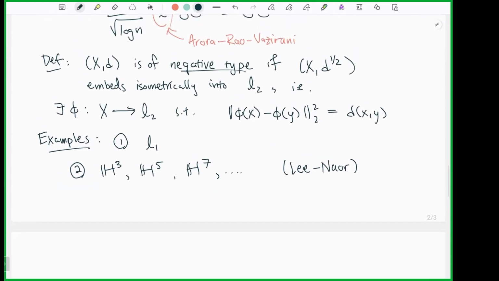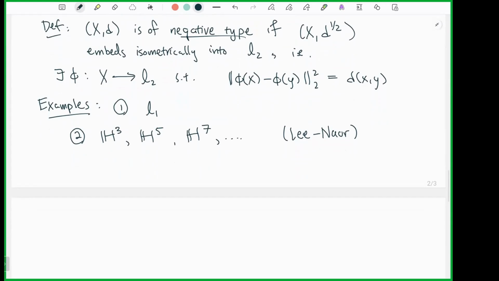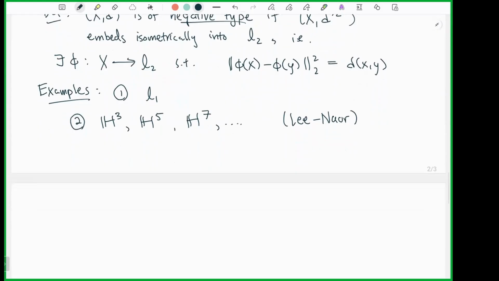But actually, this is a pretty good list to start with because this gives us some results about these spaces. So, how well do negative type metric spaces embed into, back to the two spaces we care about, L1 and L2?